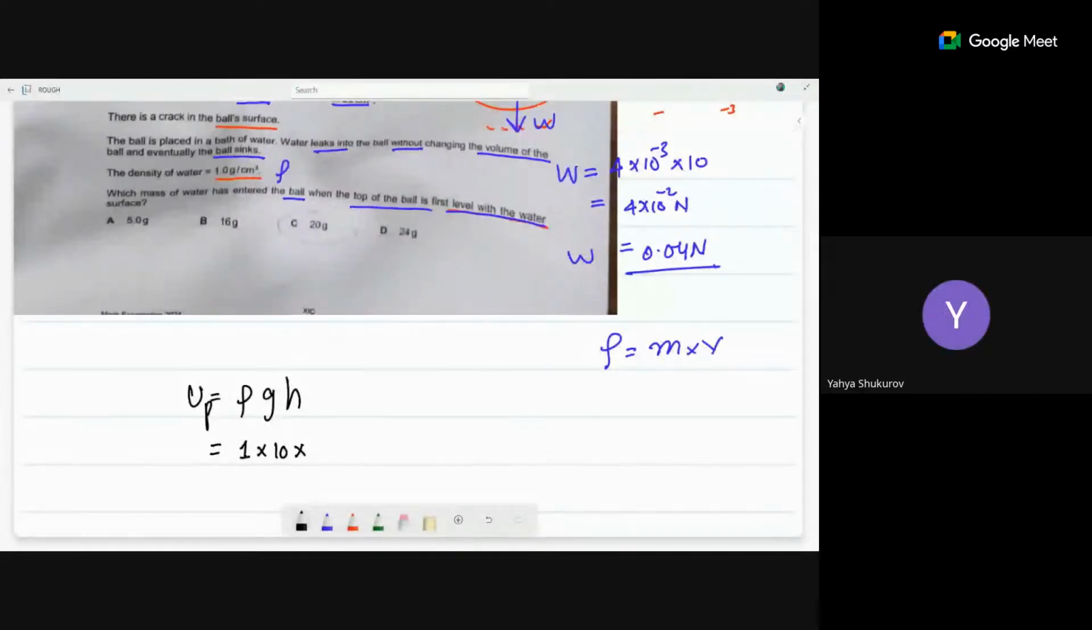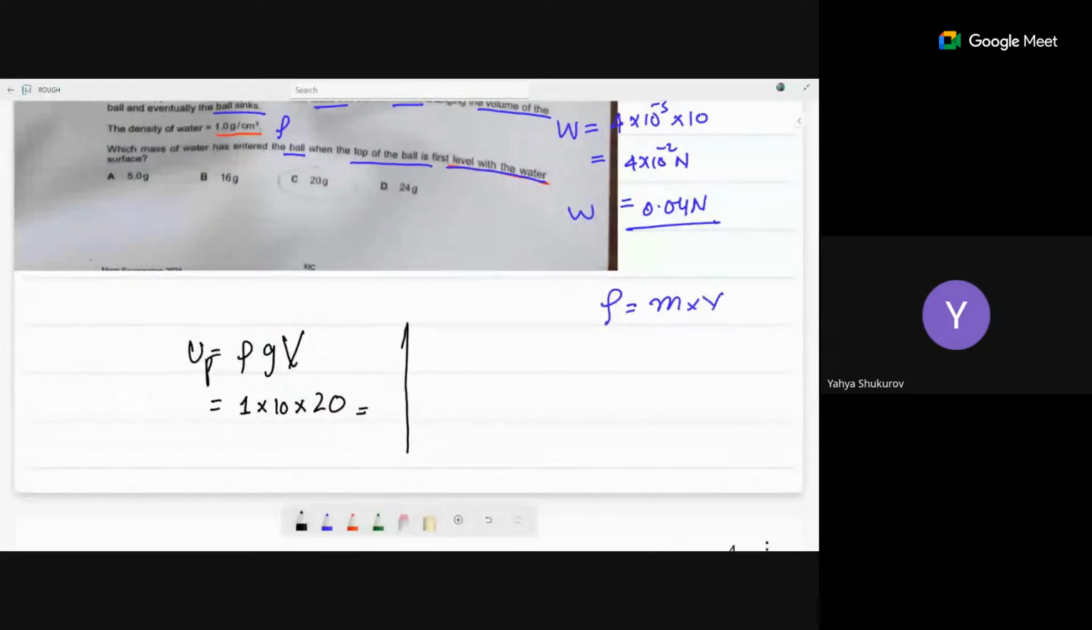Exactly. 20 cubic centimeter of water, and we have the density. Inside it, exactly. Yeah, 1 times 20, 20 grams of water. No, I just did 1 times 20. Density times volume is equal to mass, right? Yeah, that's what I did. And yeah, that's it. 20.